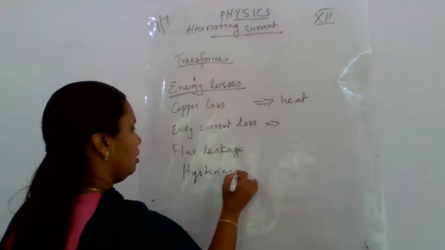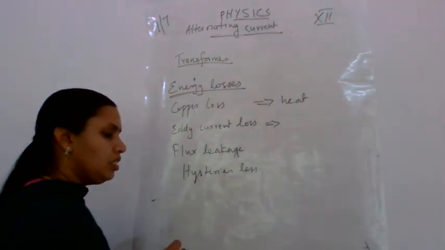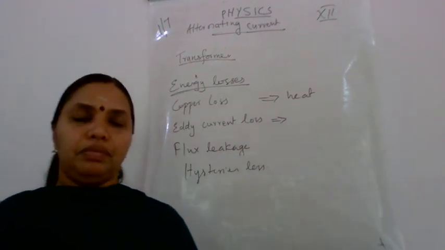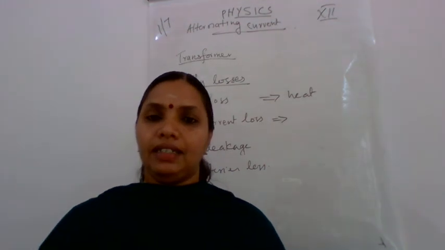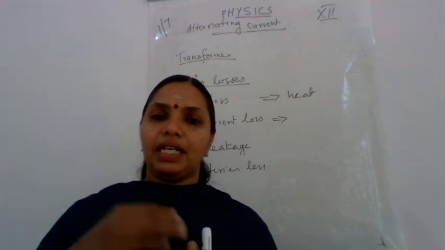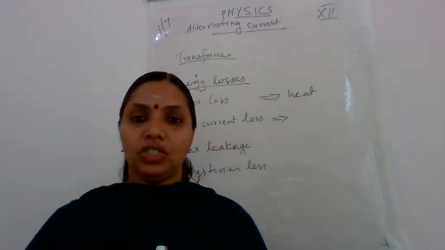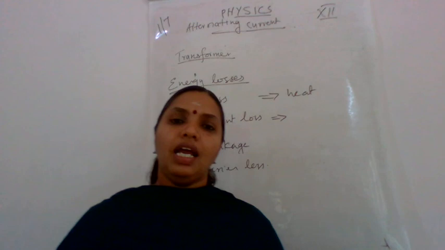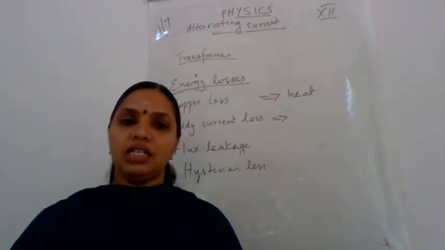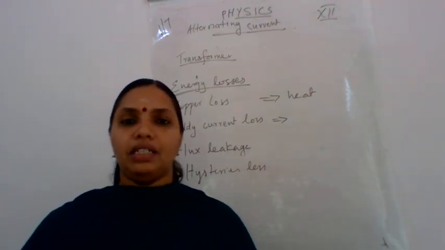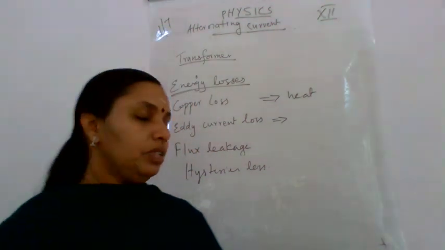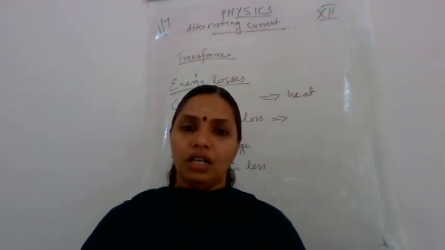And one more thing is there, that is the hysteresis loss. What is that hysteresis loss? When the current flows through the metals, magnetization and demagnetization occur. Because of the magnetization property, there is an energy loss, that is known as hysteresis, and there is an energy loss in the transformer in the form of hysteresis loss. So these are some of the energy losses in the transformer: copper loss, eddy current loss, flux leakage, and hysteresis loss.